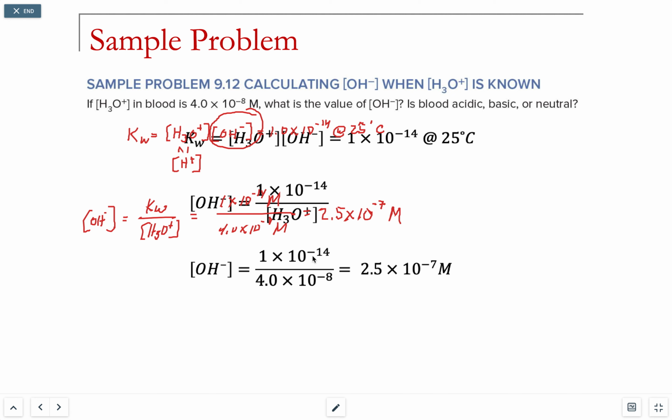So here we go. We take 10 to the minus 14th divided by 4 times 10 to the minus 8th, and the final result is 2.5 times 10 to the minus 7th. You should verify that value now before moving on.